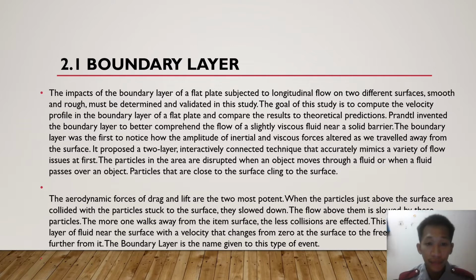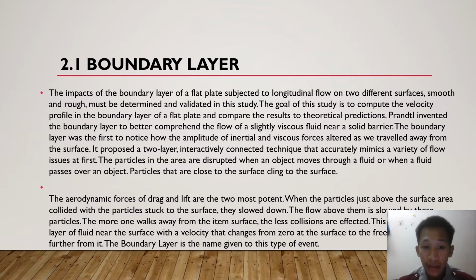The impact of the boundary layer of a plate subjected to longitudinal flow on two different surfaces, smooth and rough, must be determined and validated in the study. The goal of this study is to compute the velocity profile in the boundary layer of a flat plate and compare the result to theoretical prediction.